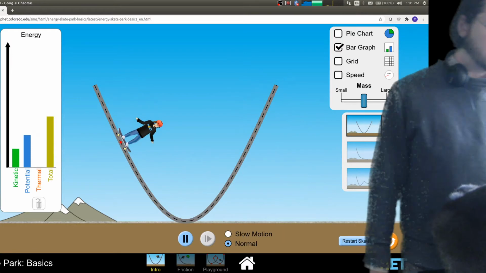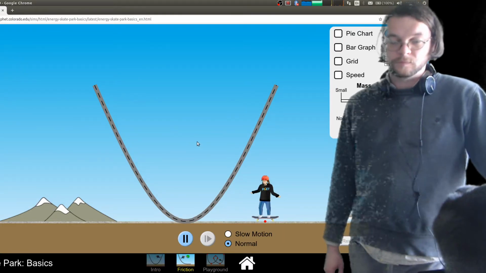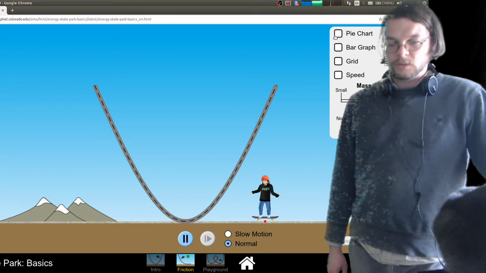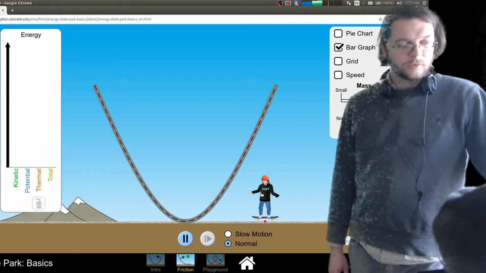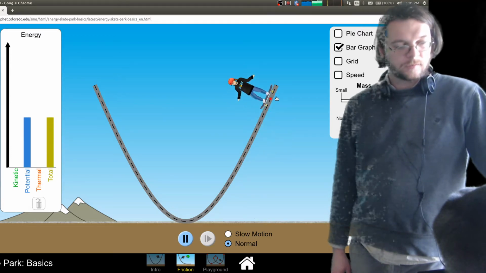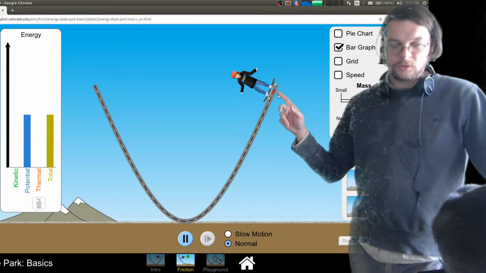Now, we all know that that's not 100% accurate, right? We know that there's friction in the world. And so what does that look like in this case? Well, if you include some friction, then again, you put the person up here. Initially, all the energy is in potential energy.